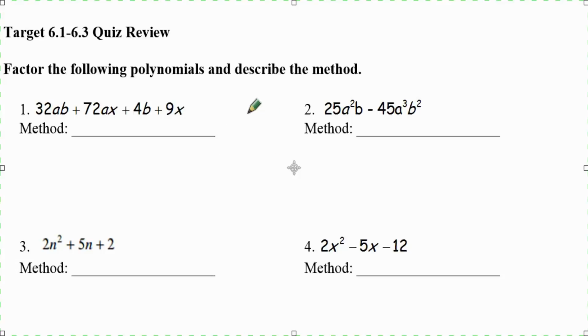So we did the first three in class today, so I'm going to skip down a little bit and not repeat ones that you've seen. I'm going to start on the fourth problem. I know I haven't done that except with people individually. Anytime you have three terms, 1, 2, 3 terms, you're always going to try to use the AC method.